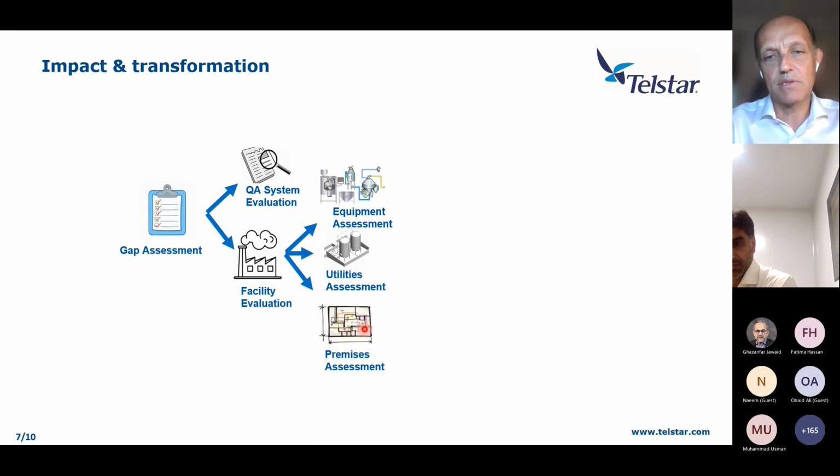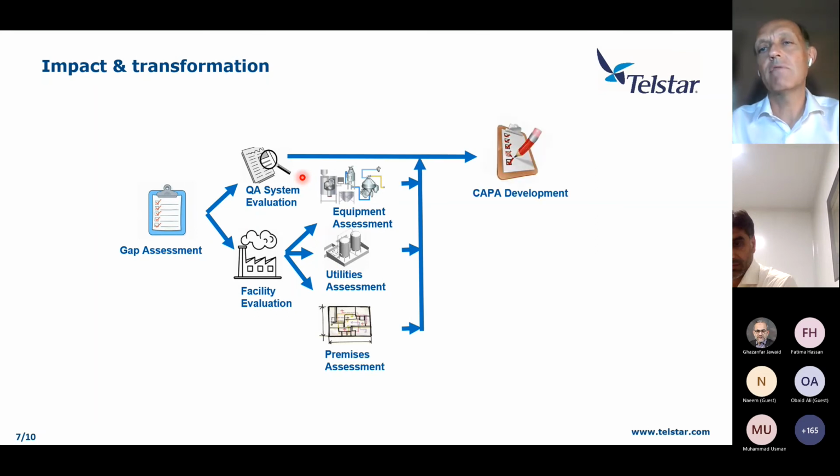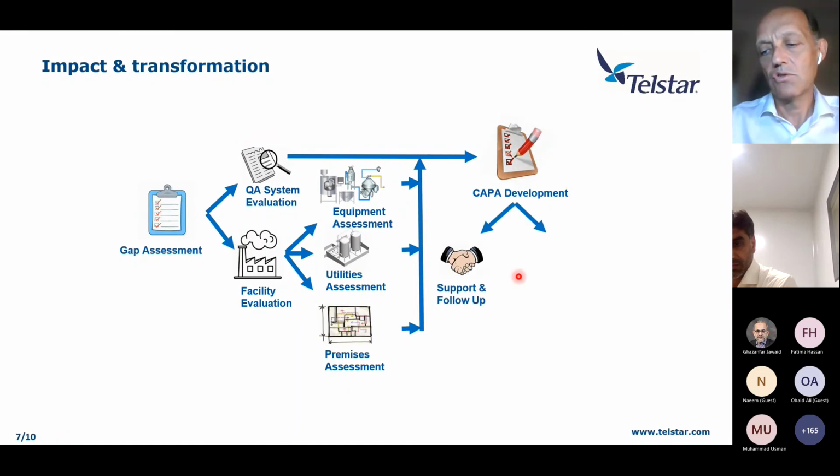Once you have an assessment of the premises, you know if the flows and the design are correct, the utilities and the equipment, plus the QA system evaluation, you may develop a corrective action plan. Okay, and actions, everything that needs to be done. I would advise starting with the premises if they need to be changed, and continue with the other points. And once you have these three parts completely corrected, then move to the QA system, which is something that will cover everything. So with the capital development, you may need some support. You, of course, will need follow-up.